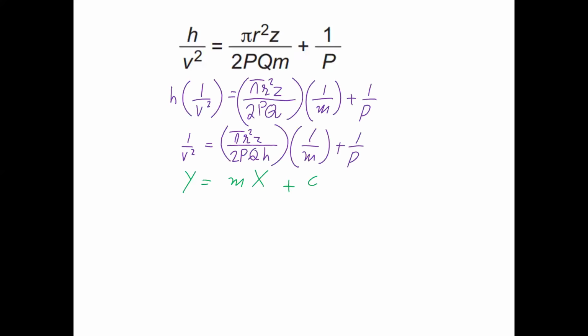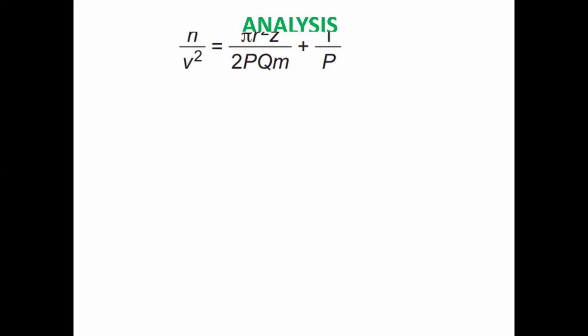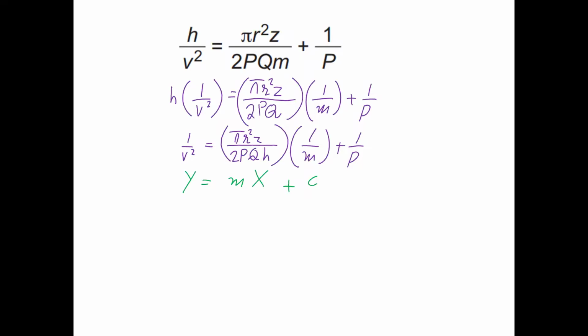Now let's start the working. Remember that mass is on the x-axis and v is on the y-axis. So I will rearrange the formula. I will deliberately take out h and move it to the right side. Look at the working. Copy this. Remember to partition the space.